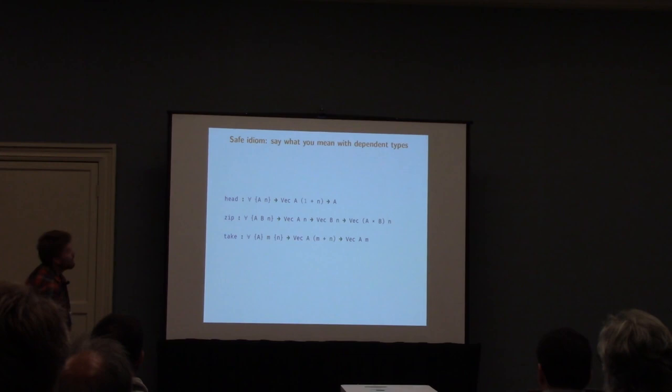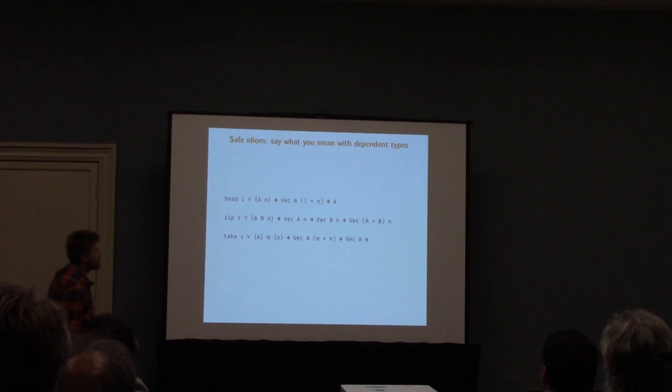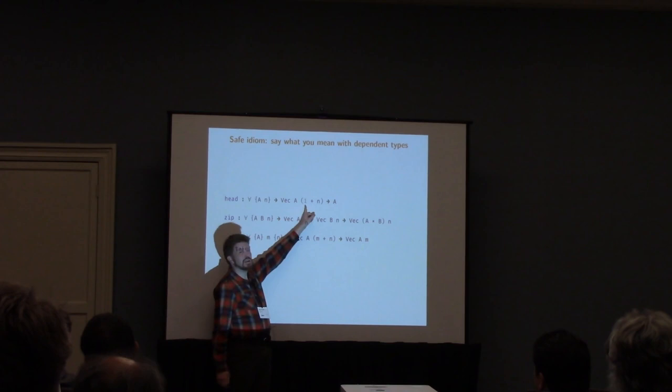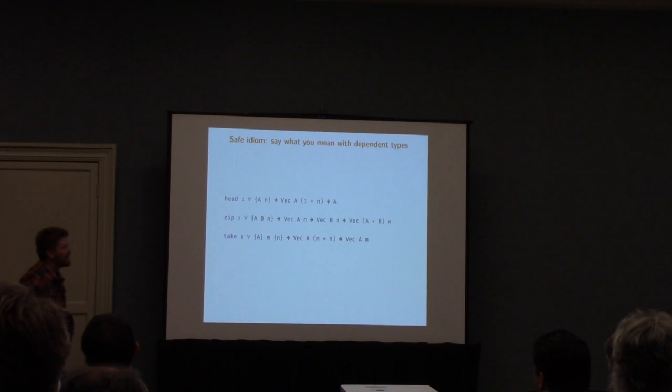So another idiom is if you have dependent types, maybe you can just say what you mean. Right? Here are some Agda signatures. For head, I have a list of A's that has one element and some more, and so I can give you an A back. And that's a total function. You don't have to worry about it. But actually, this sort of suffers from the same problem that the non-empty list type did.